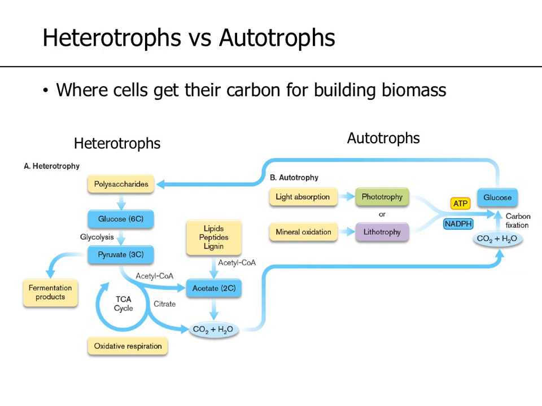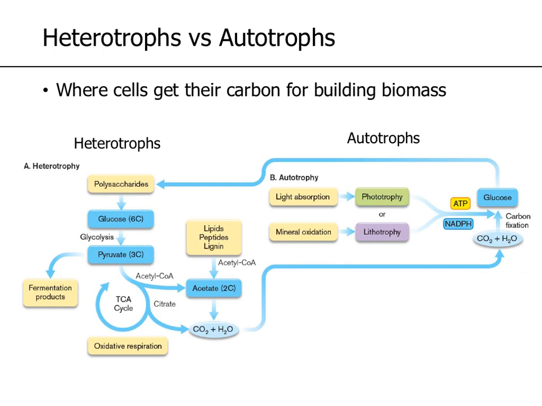Okay, so the first question was help in understanding how to classify heterotrophs versus autotrophs. If we remember the different namings and things that we use to classify microbes, the idea for heterotrophs versus autotrophs is where the cells get their carbon for building biomass. This figure from your book, I thought, maybe helped put it into a bigger context.